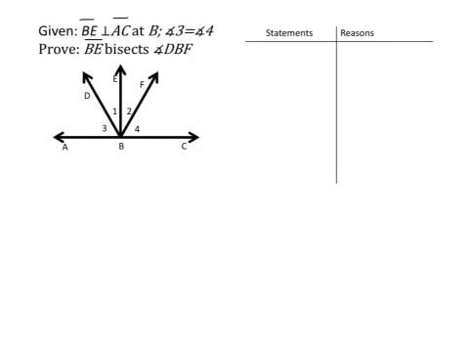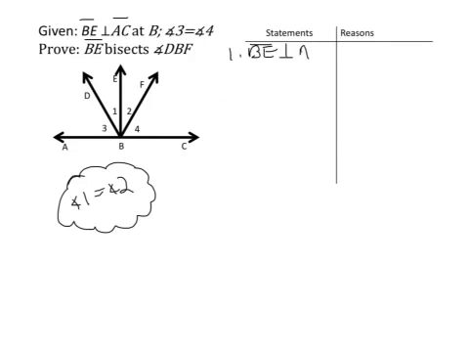Let's make a plan. So I'm going to make a little thinking cloud. I know this might be corny, but that's okay. We want to try to prove that angle 1 is congruent to angle 2. Because if I can show that angle 1, this angle, is congruent to this angle, then by definition, that would prove that BE bisects that angle. So that kind of gives us a direction. Once I can show that angle 1 is equal to angle 2, we'll know that we're almost there. So let's write our given information so we can get started. So BE is perpendicular to AC, and angle 3 is equal to angle 4. That's given.